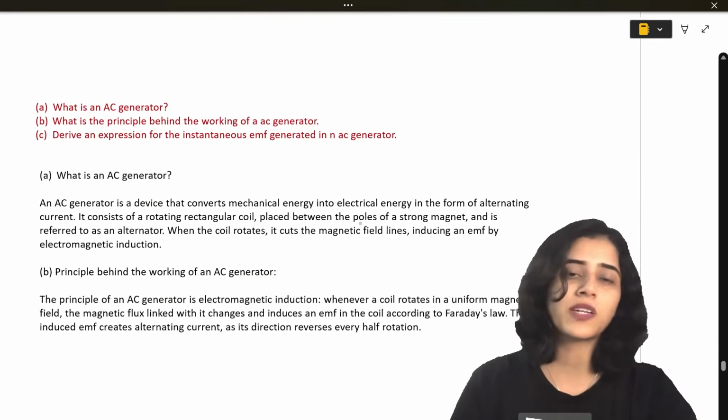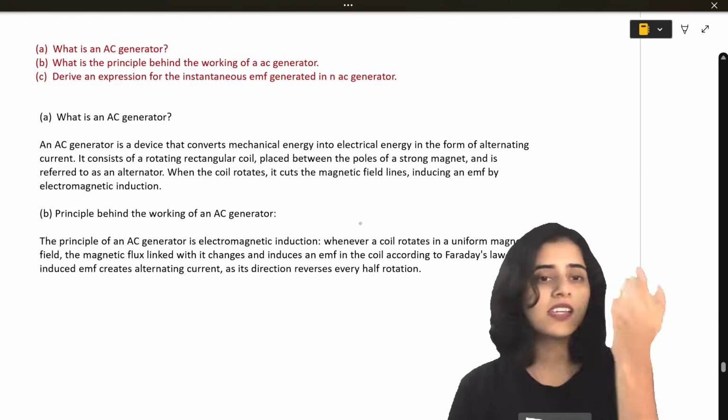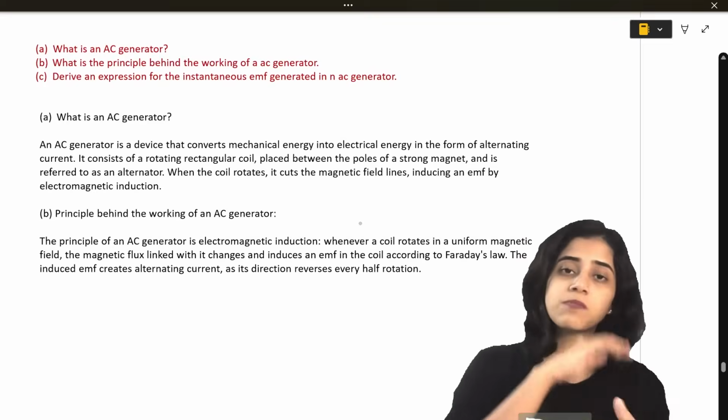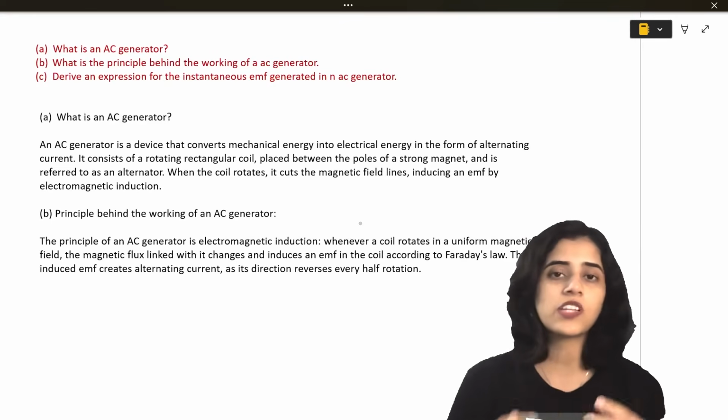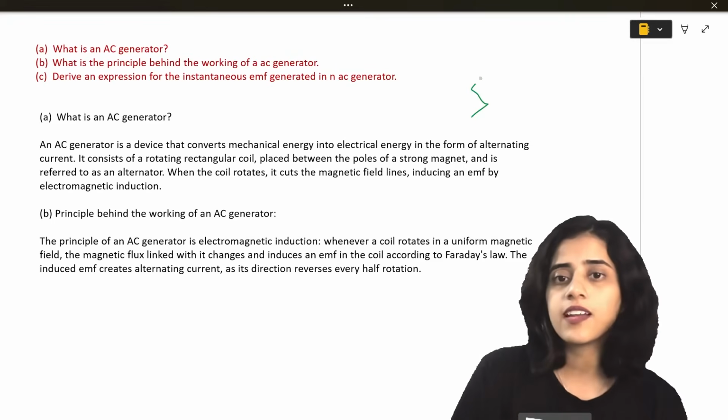Next chapter is electromagnetic induction. What is an AC generator? It's a device that converts mechanical energy into electrical energy. For an AC generator, you'll see that it has a coil.